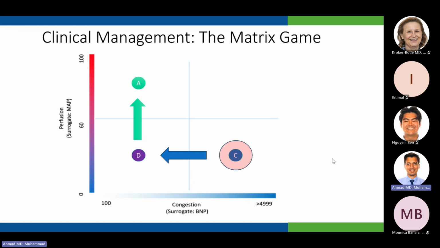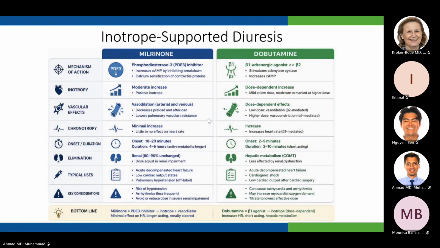And that's why we do that, right? We can do it the other way, but it takes longer. And so if you start them simultaneously at good doses for both, you can move the patient along the diagonal. So the inotropes that we use, two, dobutamine or milrinone. And this chart here tells you what the differences are between them and why we choose one over the other.